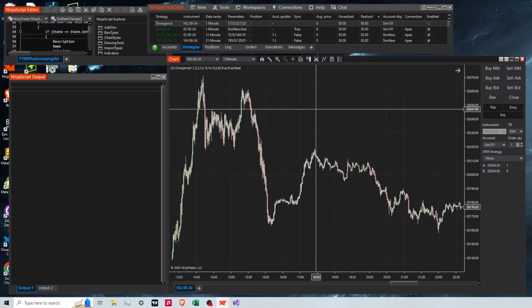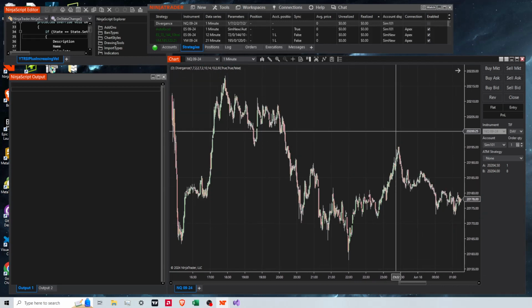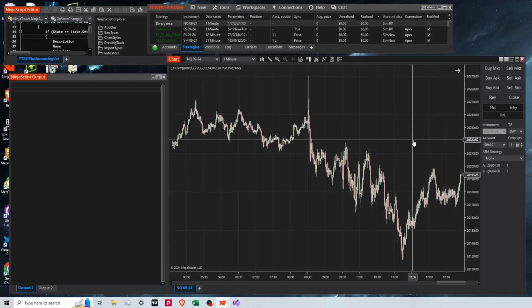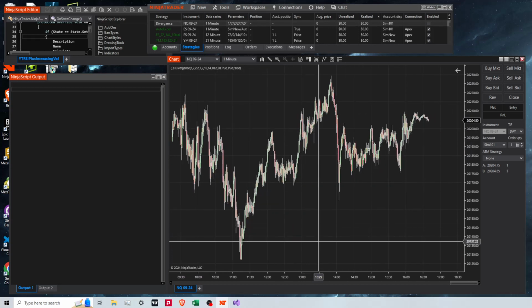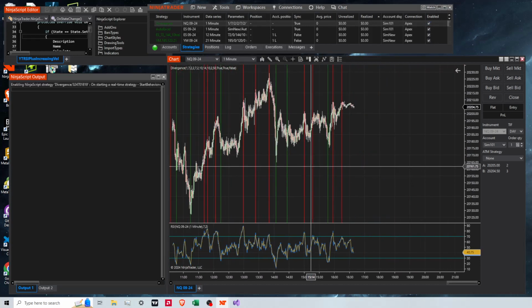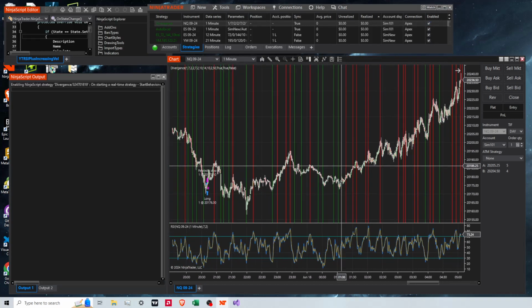In this one I'm going to be going over a strategy that I already have made, which is an RSI divergence strategy. So here's what it does.